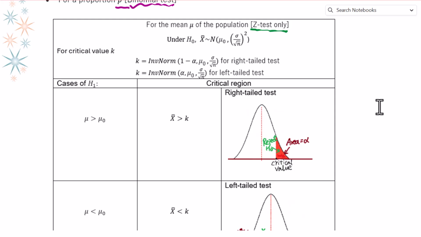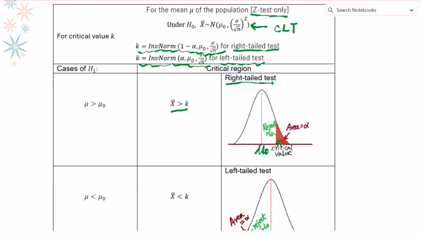Under H0, X bar follows this. This is based on CLT. Then for right-tailed test, we will use this to work out. For left-tailed test, we've got to use this to work out.